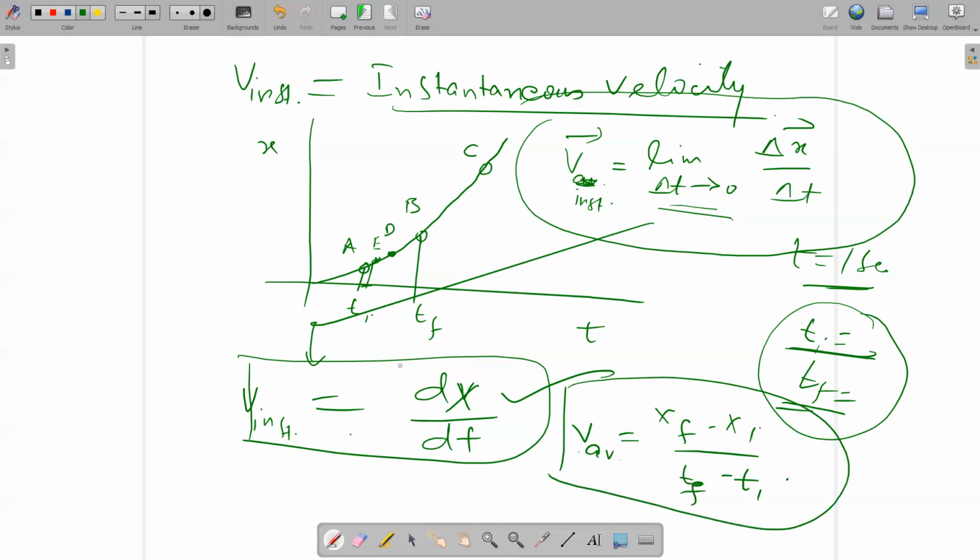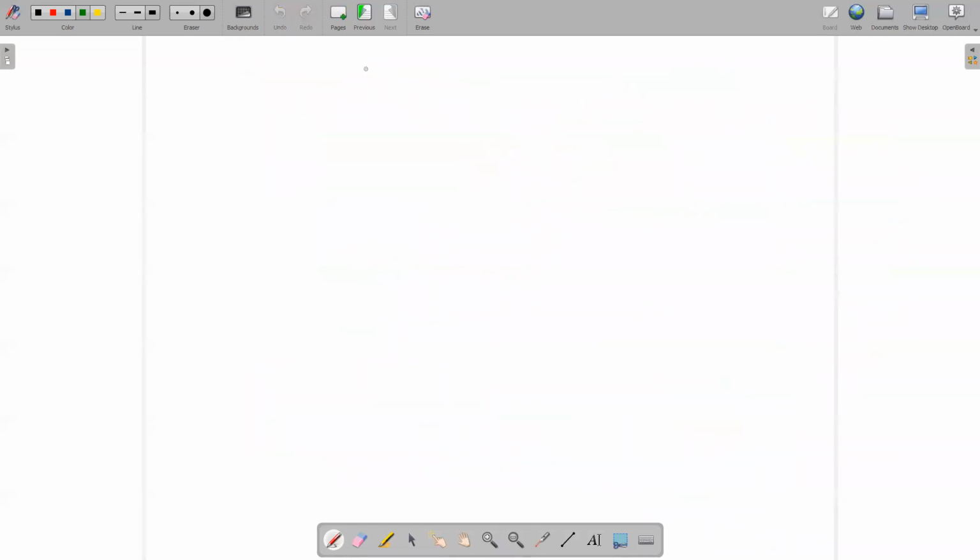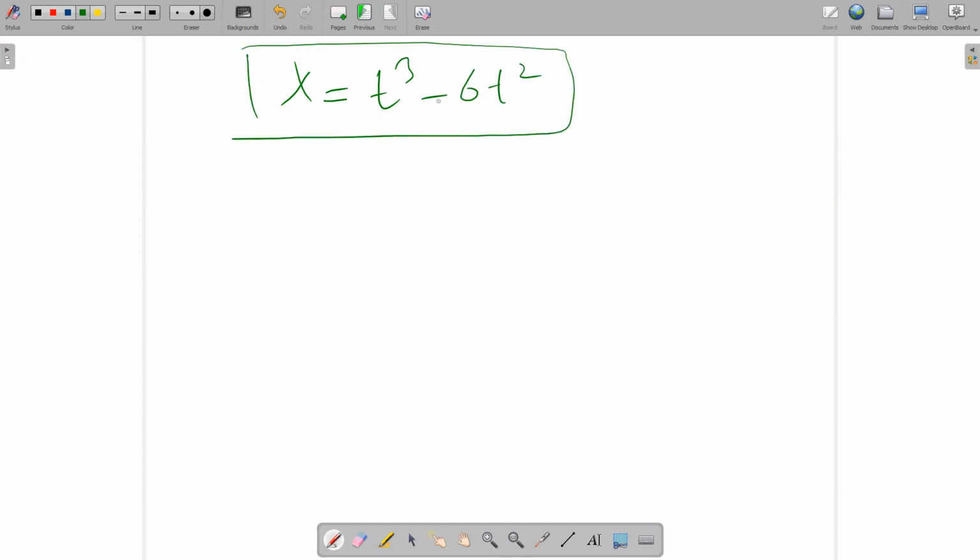So I think you understand when you are measuring instantaneous velocity and when you are measuring the average velocity. So this is an important concept. So I'm giving you one example here. Let's see the example. Suppose we have x is equal to t cube minus 6t square. So this distance or displacement is given in the form of this equation. Okay.